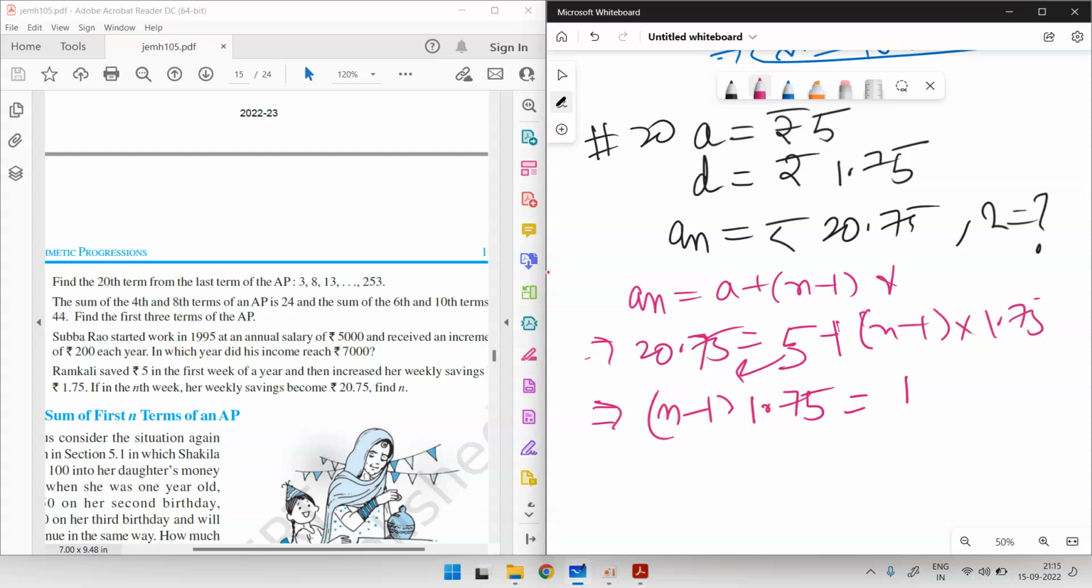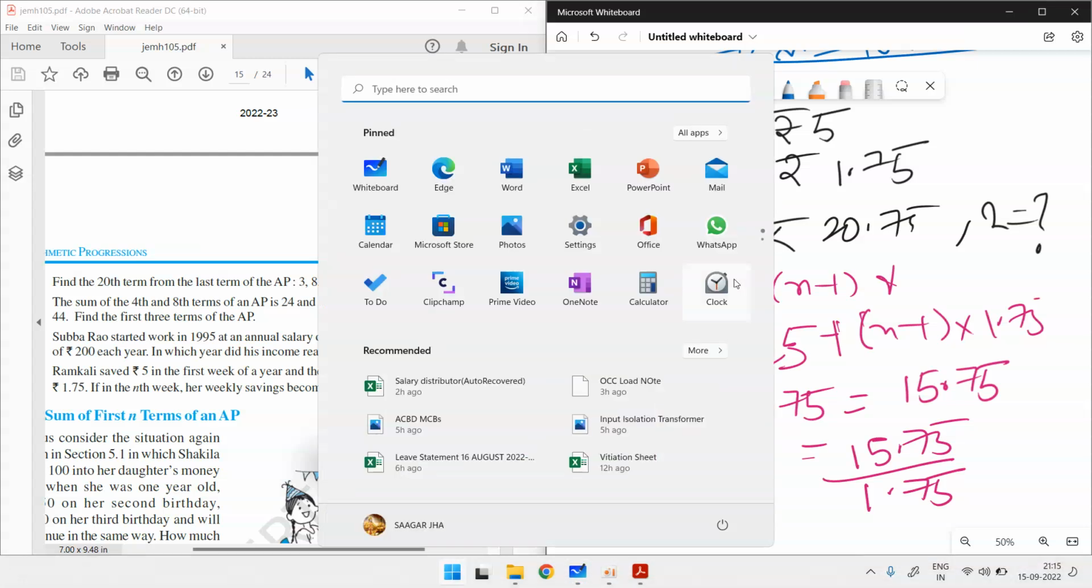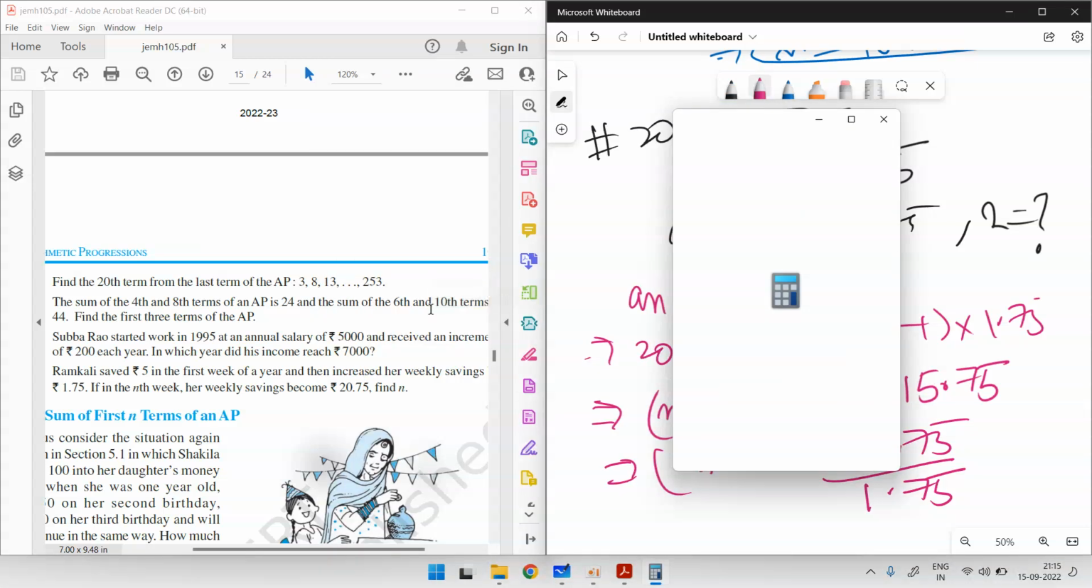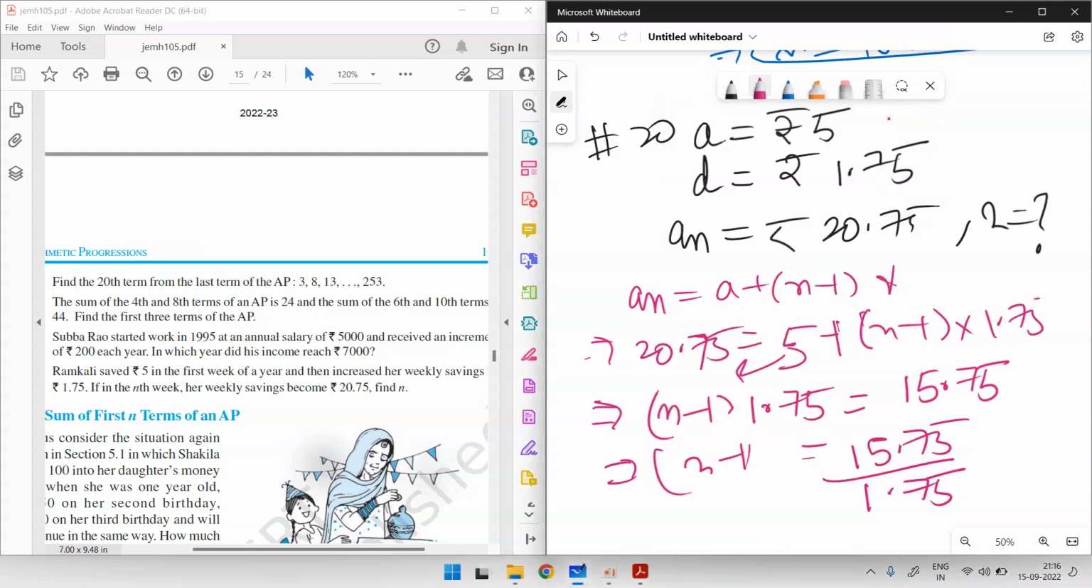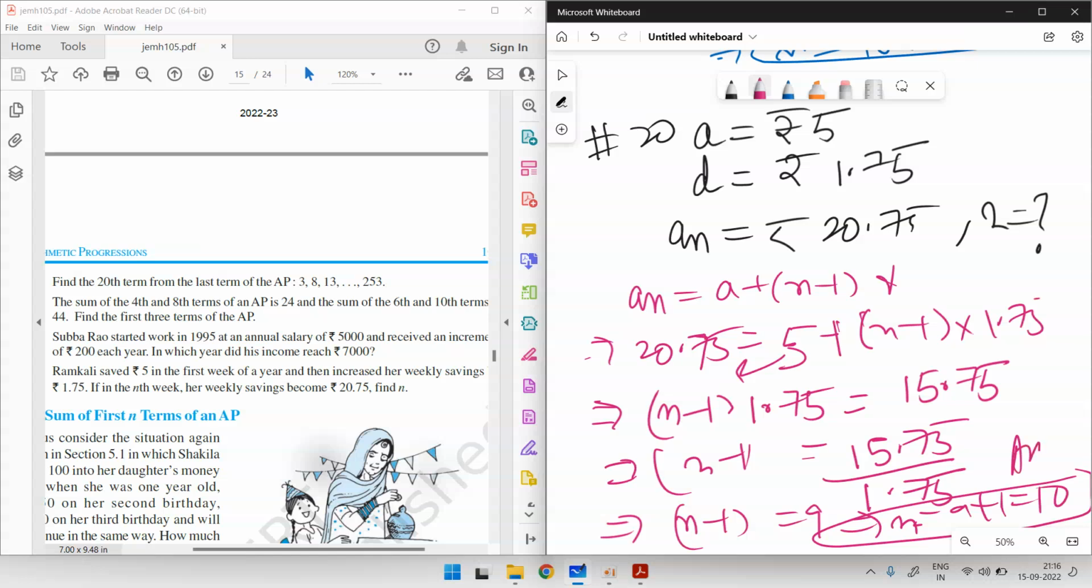That means n minus 1 equals 15.75 divided by 1.75. If you do this division, 15.75 divided by 1.75 will become 9. So n minus 1 equals 9, which implies that n equals 9 plus 1, which gives 10. So in the 10th week, her savings will increase to 20.75, which is the answer.